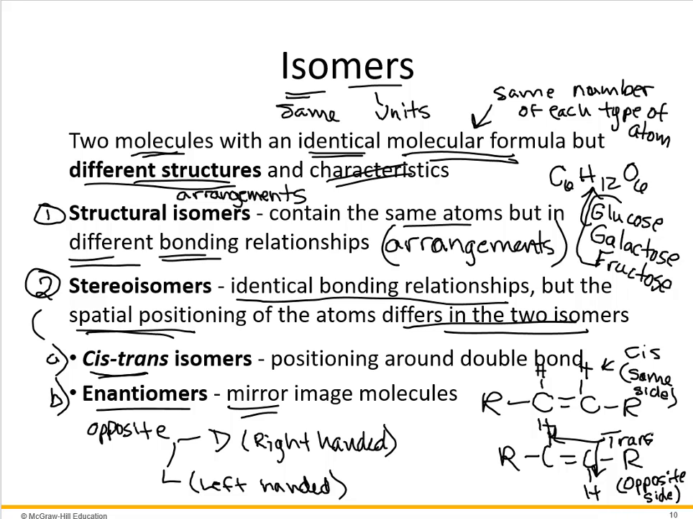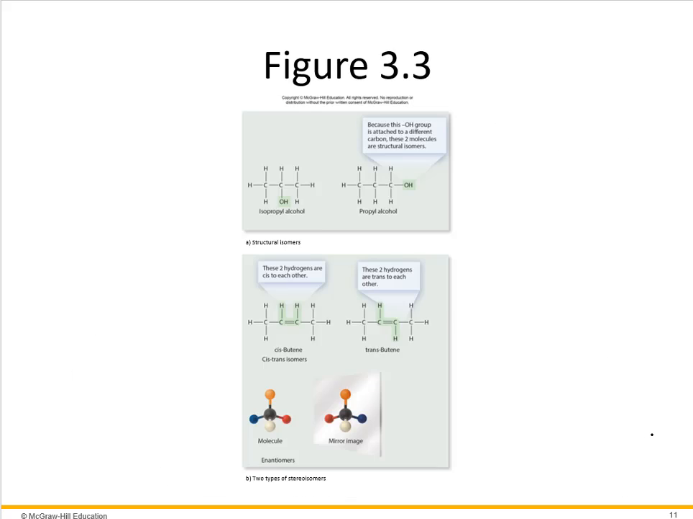So let's look at some examples. Here in figure 3.3, you have isopropyl and propyl alcohol. We just moved where the hydroxyl group was, from the second carbon to the third carbon over here. And so that is just a structural isomer. It's not a mirror image or anything, it's just a different arrangement. So just a typical isomer.